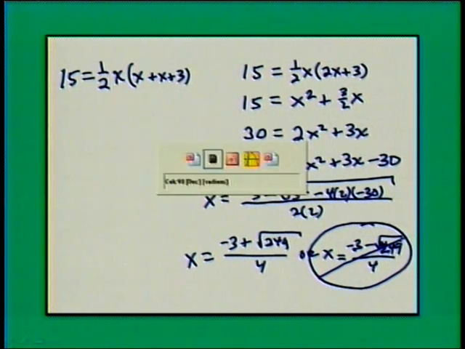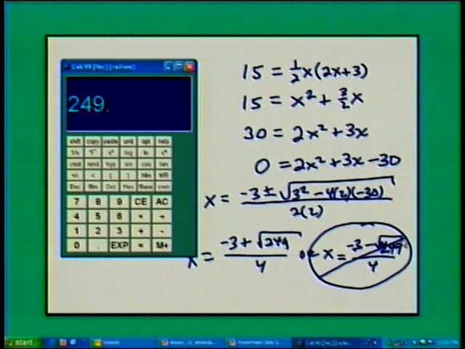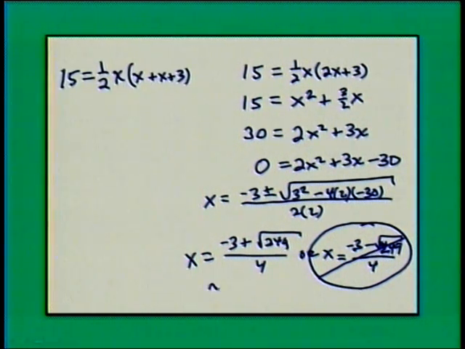But I do need to get a decimal representation of the other number. So in the numerator, I have 3, change the sign, plus 249, take the square root, done with the numerator, divide by 4. And I get about 3.19. But you know what I need to do? I need to check this solution. Plus, I also need to find the other pieces of the trapezoid.